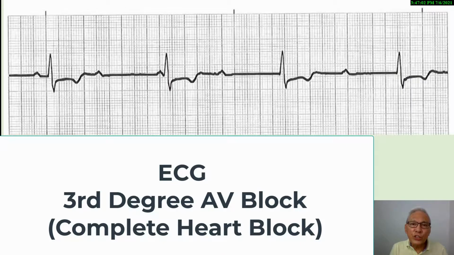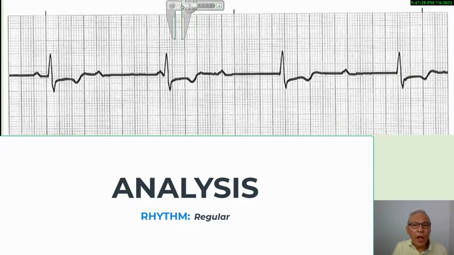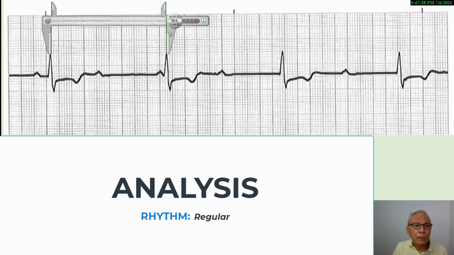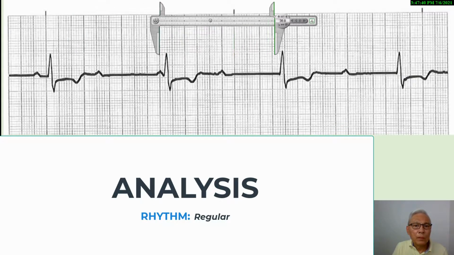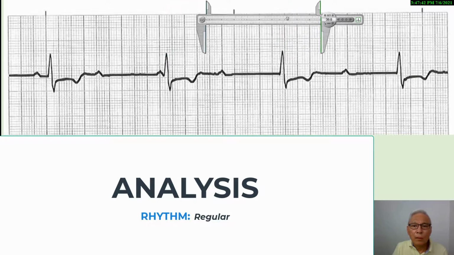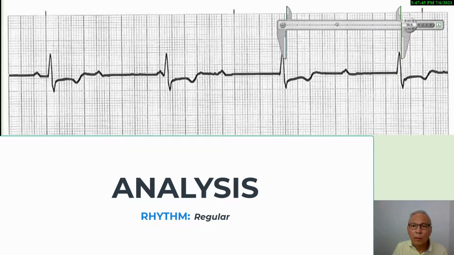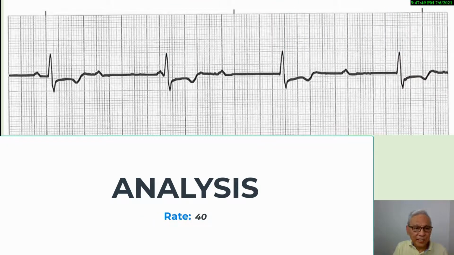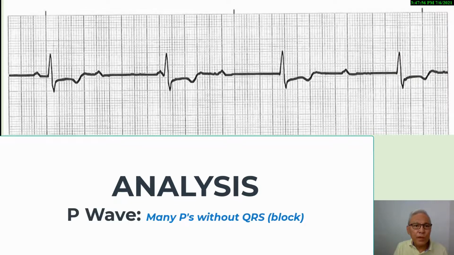This is an ECG strip demonstrating complete heart block or third degree heart block. Let's go ahead and examine its characteristics. Rhythm. The rhythm is regular in this strip. Rate. The rate is 40. It's slow. P waves. There are P waves that do not have QRS complexes, and therefore this is an indication that there is an AV block.